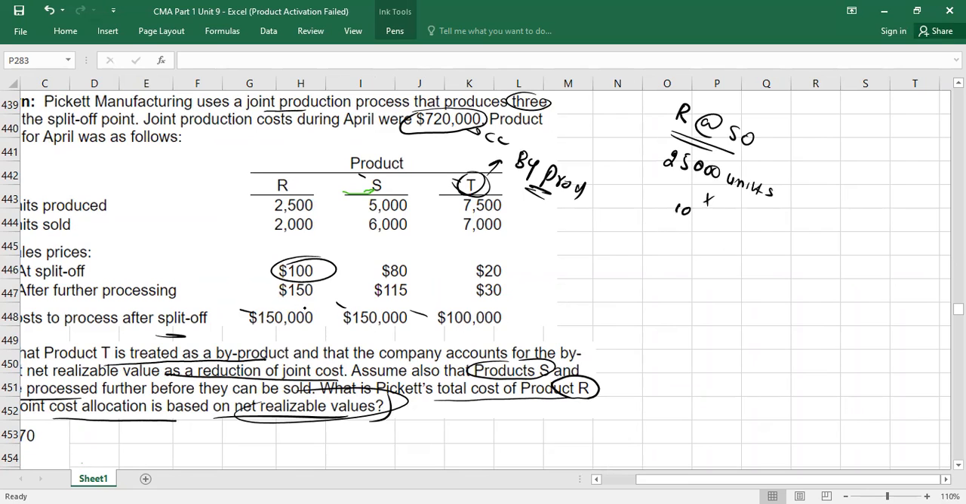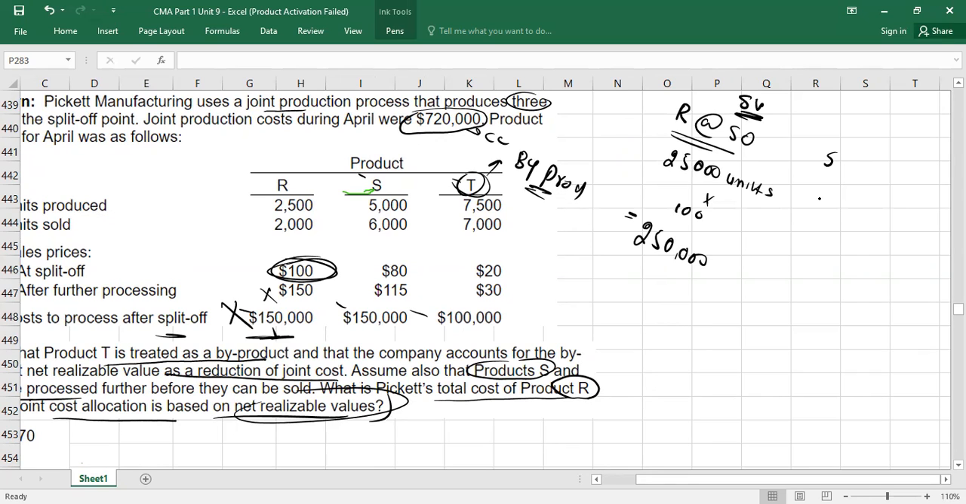This 100 will be relevant. Don't take this 150. And don't take this cost also, because this is further processing cost. We are not going to process R. So our relevant information sale price is 100. It means R value is 250,000. We got R value first. This is our sale value, right? Which value? Sale value, because we are not going to process further. Understood? Then do for the S.